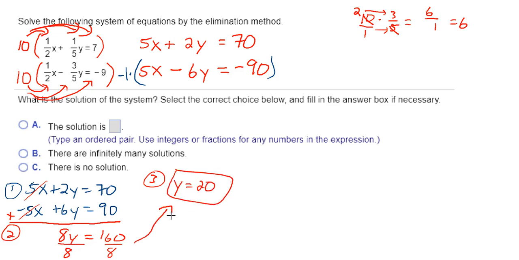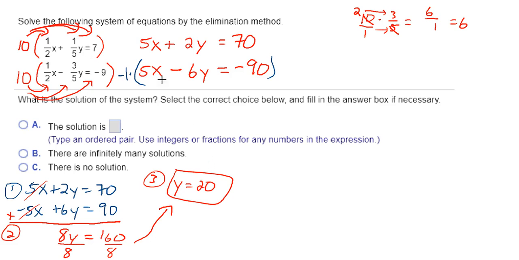All right, so that's how we get y equals 20. And then step 4 is to plug this back into one of the original equations. Now here's where we're going to do something a little bit different also. The original equations had a lot of fractions, which I really would like to avoid. I don't want to deal with these fractions.